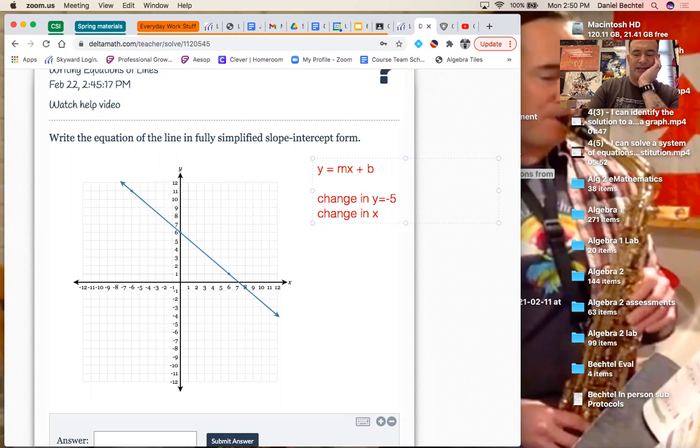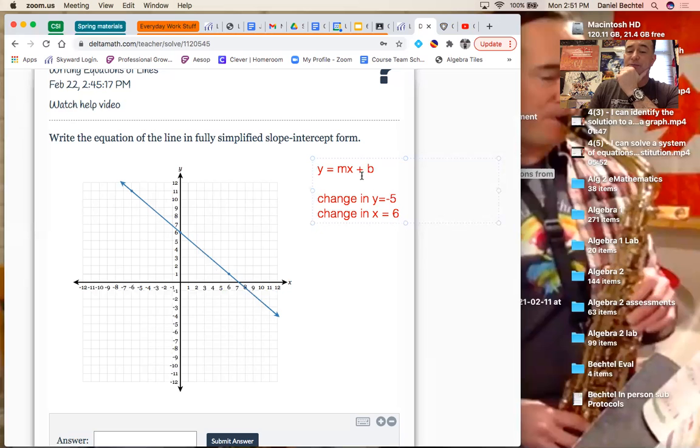Now my change in x, I'm going to have to see what that is, because I went down to here. If I go over 1, 2, 3, 4, 5, 6, that means my change in x is going to be 6. I'm going to count it again to see if it works to get to the next point. So down 5, 1, 2, 3, 4, 5, that worked. Right 6, 1, 2, 3, 4, 5, 6. So this right here, change in y over change in x, is going to be my slope.